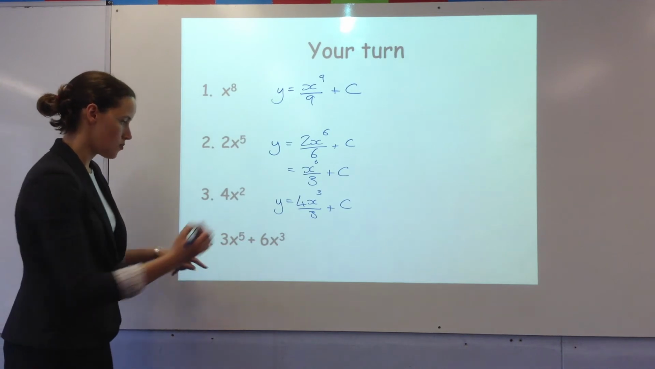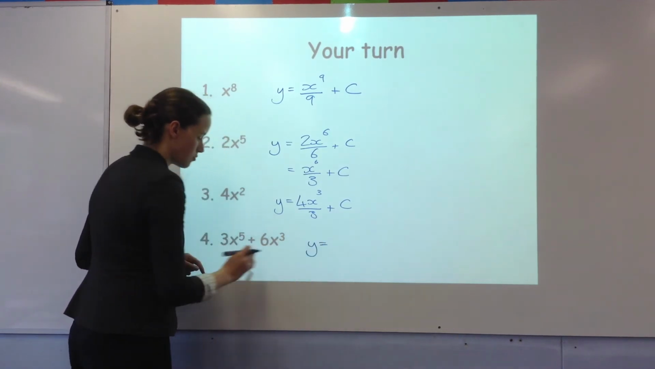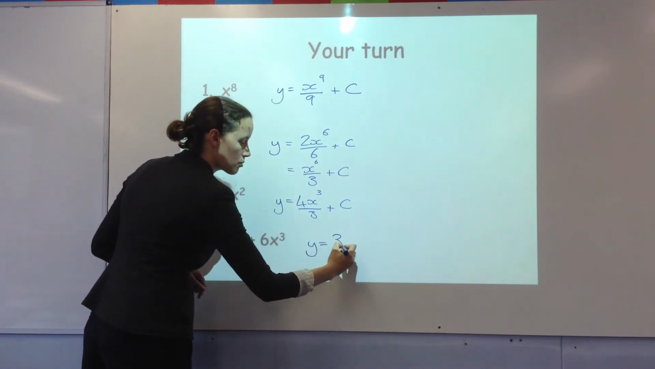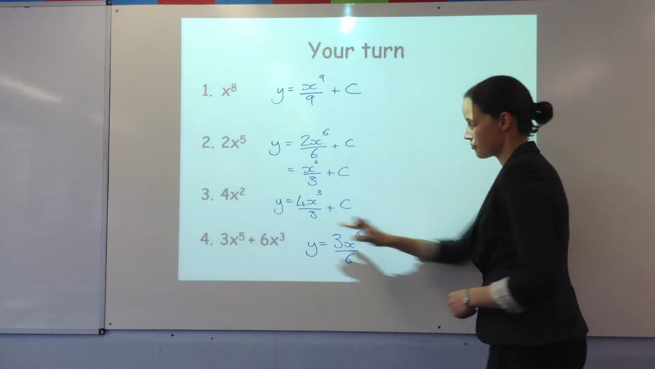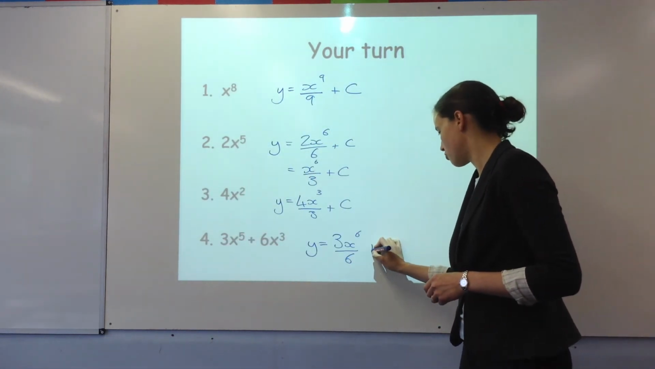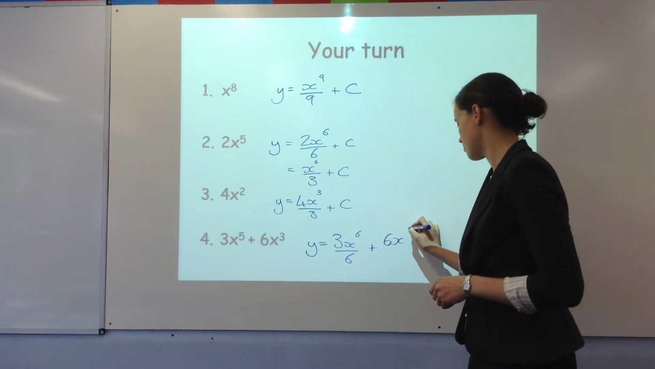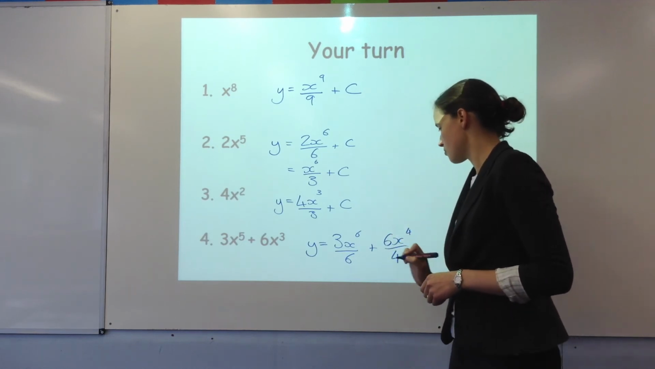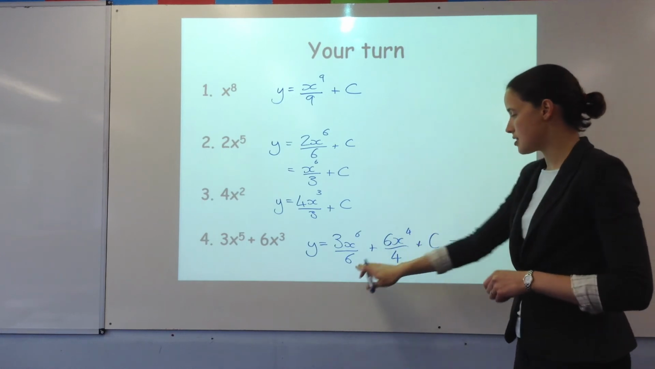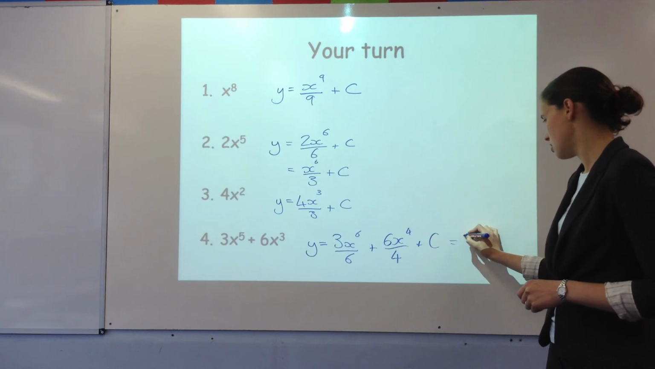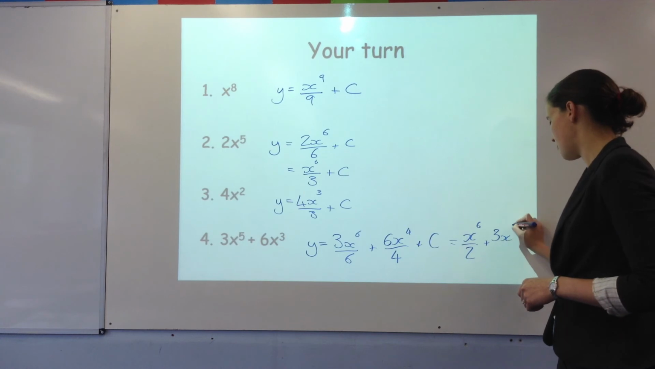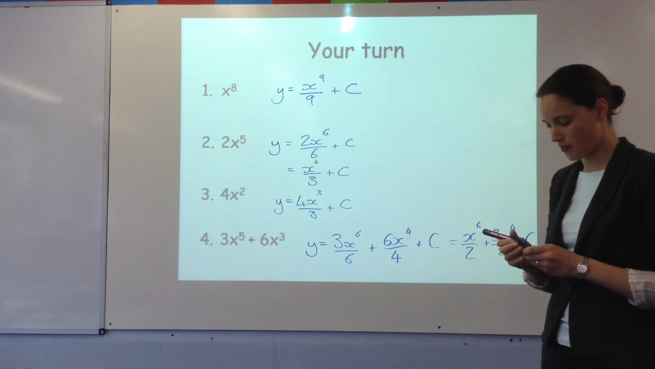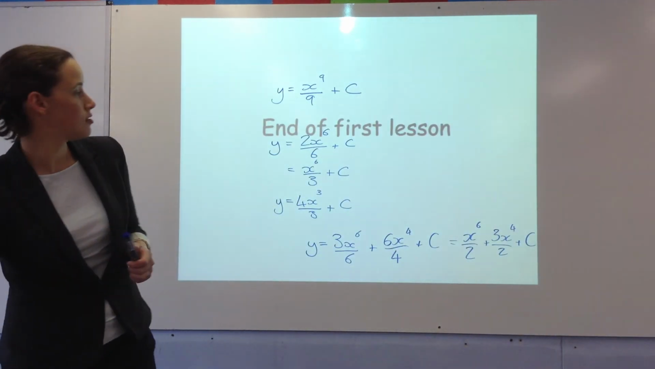Now this last one, we'll do it in 2 stages. First of all, take the first term, 3x to the power of 5, that will become 3x to the power of 6 divided by 6. And then the second term, 6x to the power of 3, plus the constant. And of course we can simplify these, so we're going to have x to the power of 6 over 2 plus 3x to the power of 4 over 2 plus the constant. Okay, I think that is the end of the first lesson.